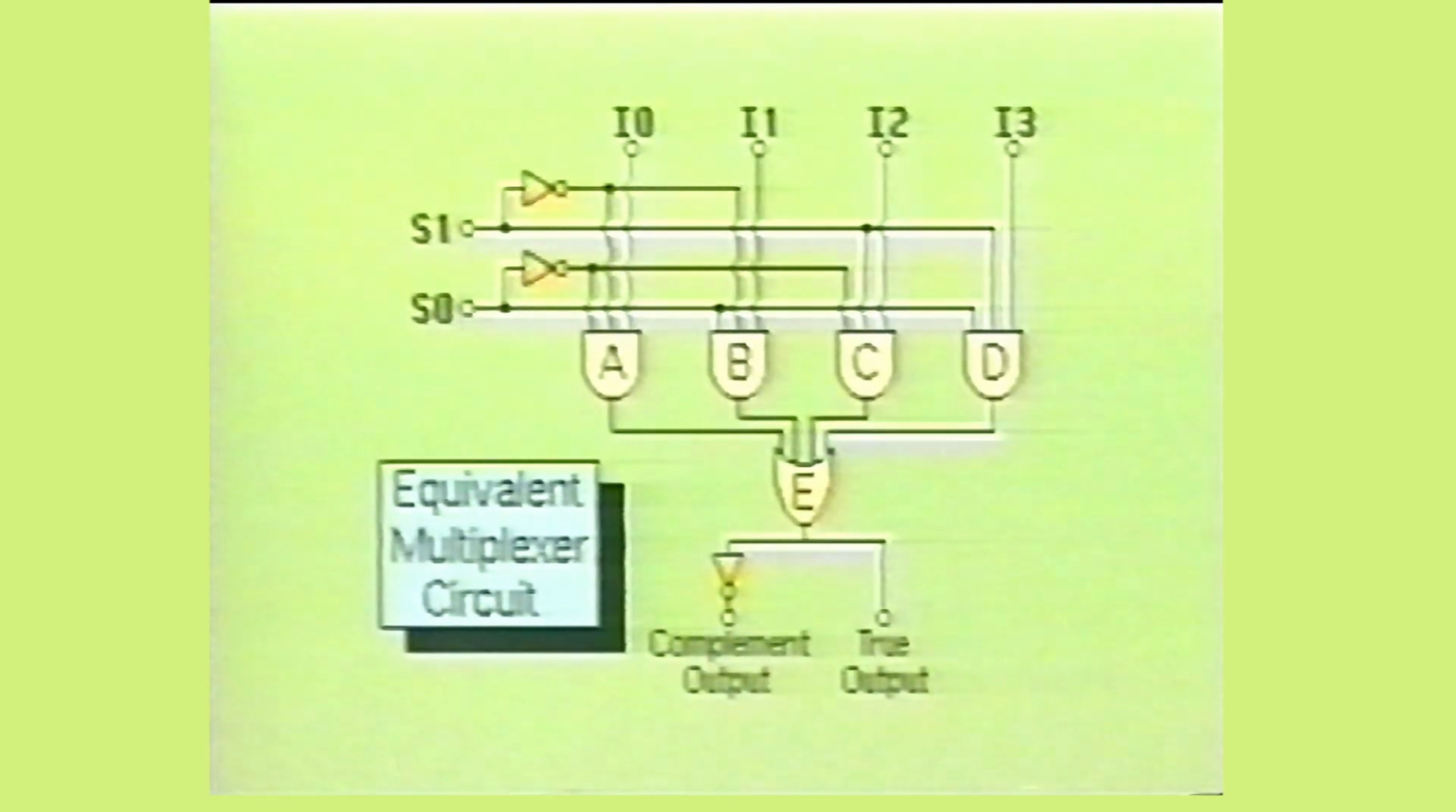When both control inputs S0 and S1 are made high, it causes AND gate D to turn on while AND gates A, B, and C turn off. Once again, OR gate E is turned on, and the data information from input 3 is transferred to the complement and true outputs. As you can see, by controlling the high-low sequences on control inputs S0 and S1, this circuit can be made to read any one of the 4 data lines at any time. Oftentimes, the multiplexer circuit is abbreviated as MPX or MUX.